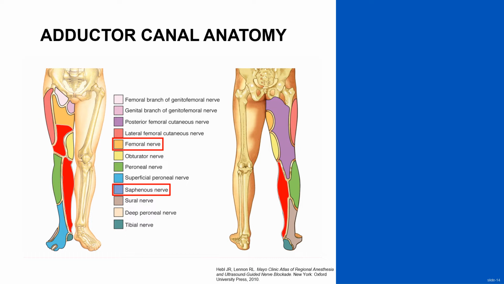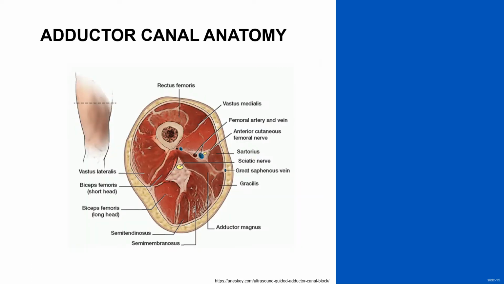In order to achieve anesthesia of the entire leg, we need to also block the saphenous nerve along its course. The easiest way to do this is with an adductor canal block, outlined here in red. The adductor canal is bordered by a number of muscles. The most important are the vastus medialis, the sartorius, and the adductor magnus. In the adductor canal lies the superficial femoral artery and vein and the saphenous nerve.